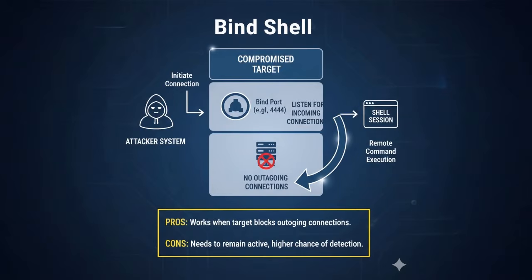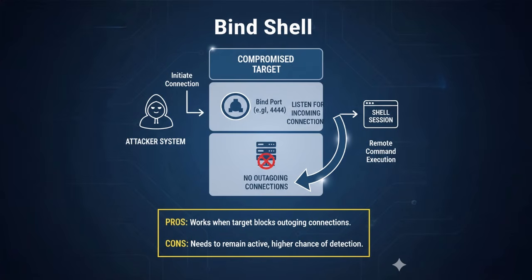Now let's talk about the other type of shell, which is the bind shell. Bind shell is less popular than reverse shell, because it needs to be maintained and it needs to stay active on the attacker's machine. So why is it called bind? Because it exposes a port on the victim machine and requires that this port is open to receive communications.